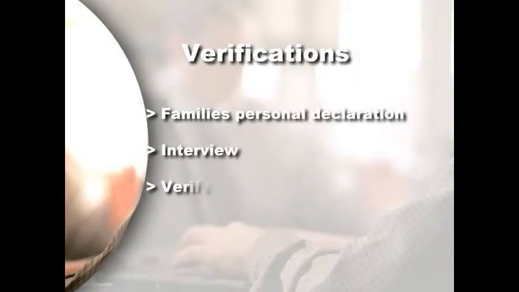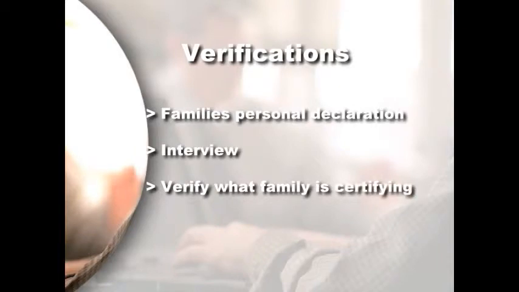Think audit trail. First of all, you have the family's personal declaration completed for their initial eligibility, annual, or interim recertification. Next, you would generally have an interview or other form of contact with the family. As a PHA, we must verify what the family is certifying or recertifying.